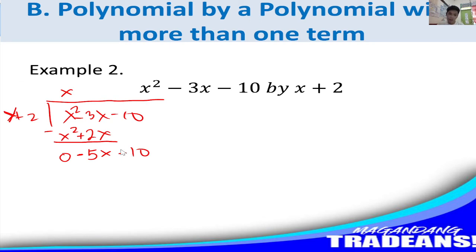Next, think of a number again that if you're going to multiply to x, the answer is negative 5x. So, that is minus 5. So, negative 5 times x is negative 5x. Then, negative 5 times 2, that is negative 10. And if you are going to subtract this one, the answer is 0. Okay? So, therefore, the answer here is x minus 5. And that is how easy to divide polynomial by a polynomial. Okay, let's have another example.